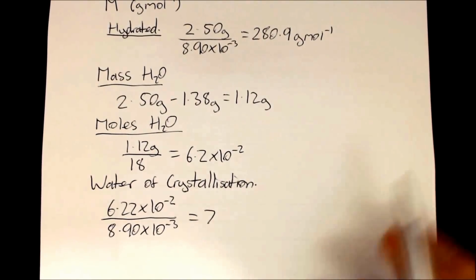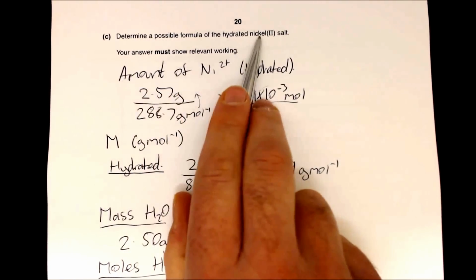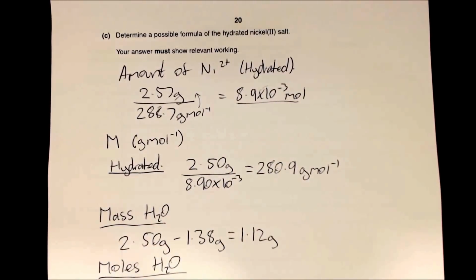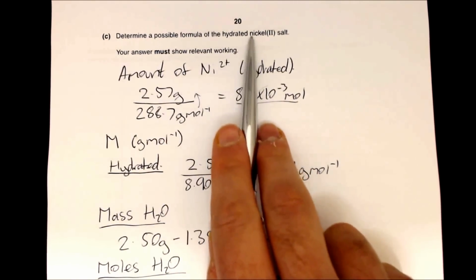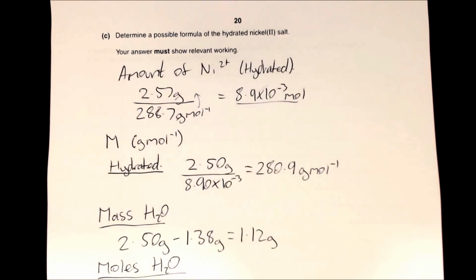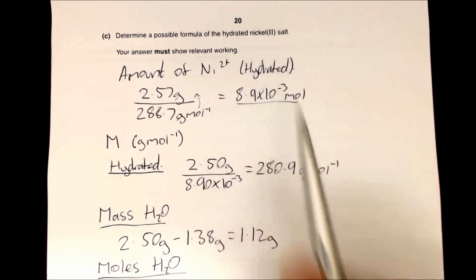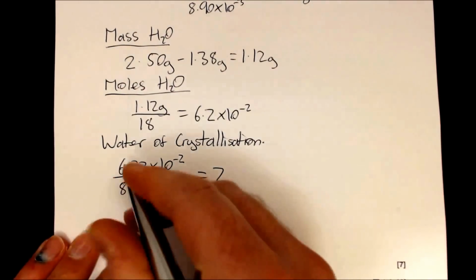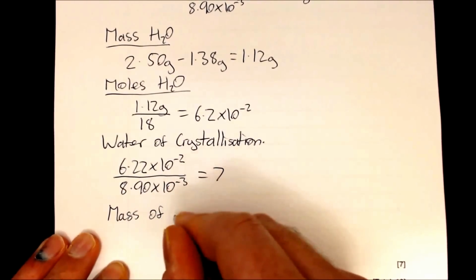So what it was asking, if we come back to the original question, is it's asking us to deduce the possible formula for the hydrated nickel 2 salt. Now we know we've got nickel 2 salt with 7 waters of crystallization. So we need to now work out the mass of the anion, because we know the cation is nickel and we know it's got 7 waters. So we need to work out basically what is the mass left behind. So all we have to do is, the anion is like the negative bit. So I'm going to put that there. So the mass of anion.